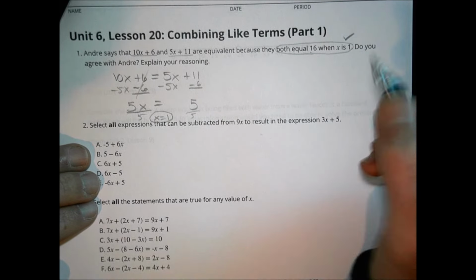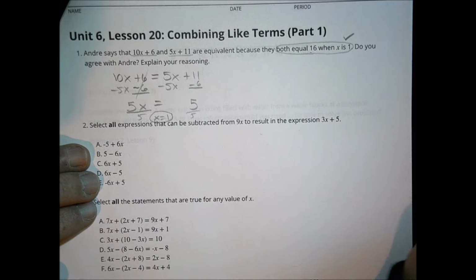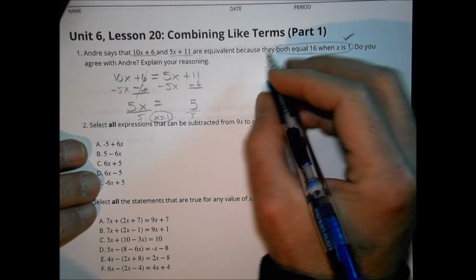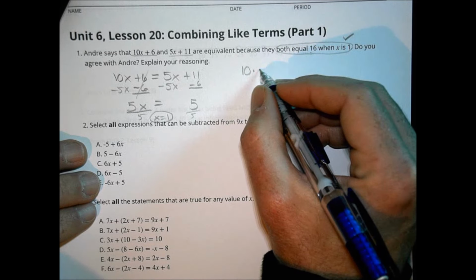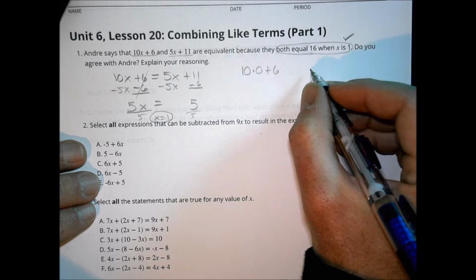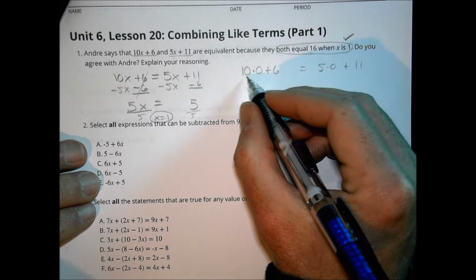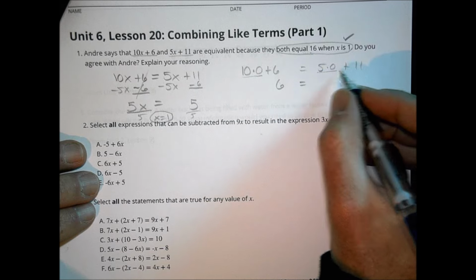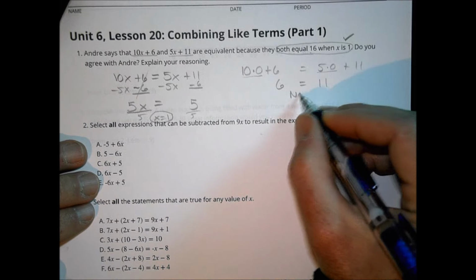So it works when x is 1, but is it true for all values of x? That's the question. Yes, it's true when x is 1, but what if you change the number? What if x had a value of, let's say, 0? Again, I like to use 0 because it's simple. So 10 times 0 plus 6, is that equal to 5 times 0 plus 11? 10 times 0 is nothing, okay, so we're left with 6. And 5 times 0 is nothing, so we're left with 11. Does 6 equal 11? We would say those are not equal, so 0 does not work.